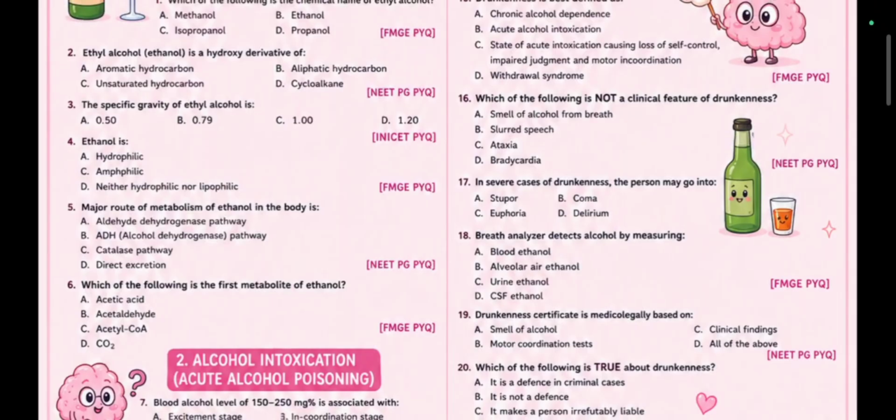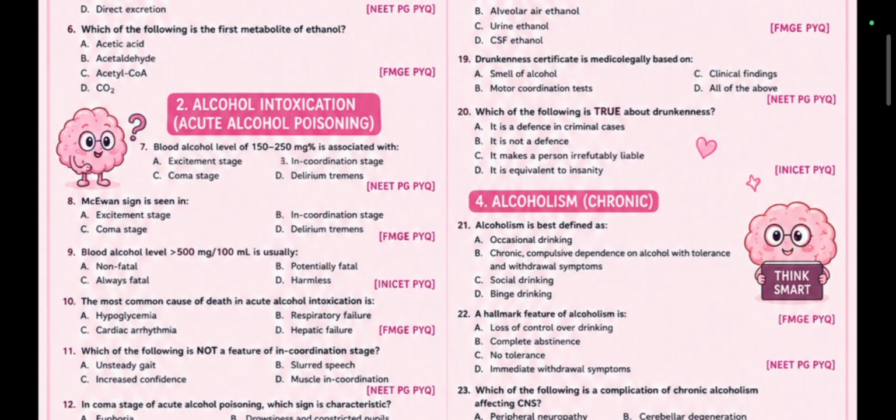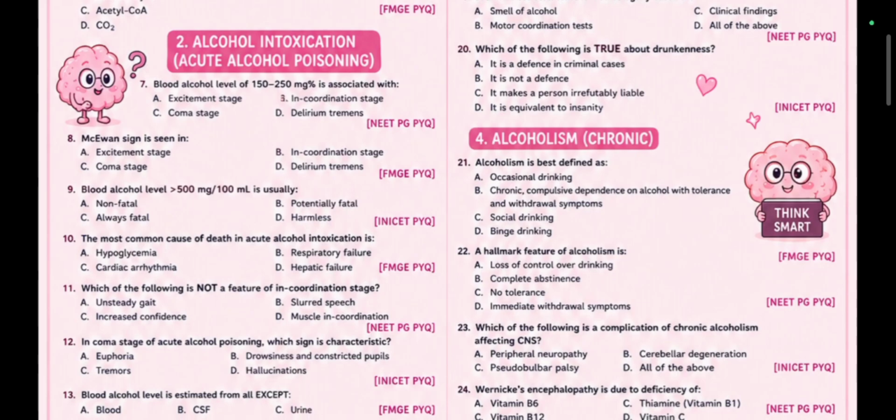Which of the following is the first metabolite of ethanol? Acetic acid, no. Acetaldehyde, yes. Acetyl CoA or CO2. Option B is the right answer. I'm solving it very quickly because the video limit is already exceeded. So I want you to stop this video and solve these MCQs on your own. Just check your answers at the last. Fine. It will save your time. Question 7. A blood alcohol level of 150 to 250 mg% is associated with excitement stage, coma stage, incoordination stage, or delirium tremens. Answer is incoordination stage.